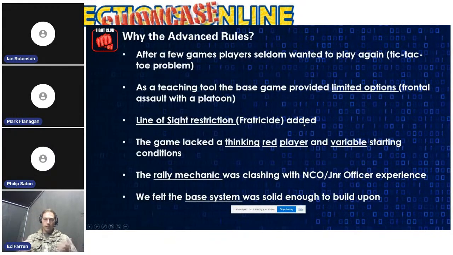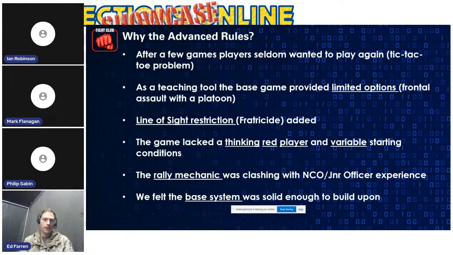So why did we want these advanced rules? Essentially, it was to try and extend the lifespan of the game. After a few games, players seldom wanted to play again. It was a bit of a tic-tac-toe problem. Either you lost too many times and you were like, this game is unbeatable, which it is not, or you worked it out in your head, the Rubik's Cube, and you're like, cool, I now know how this problem is solved. I don't think I'm going to play this again.